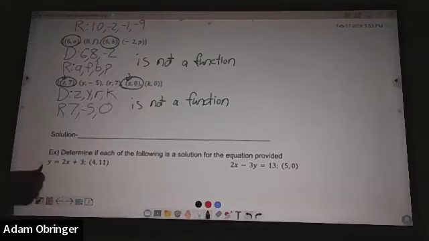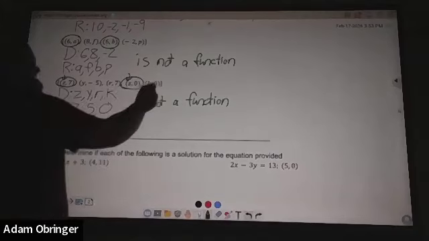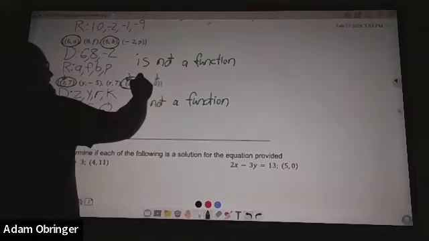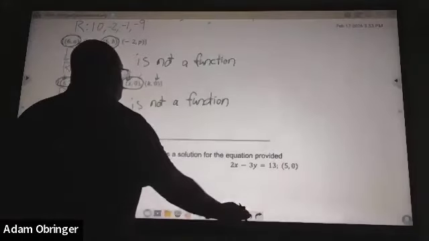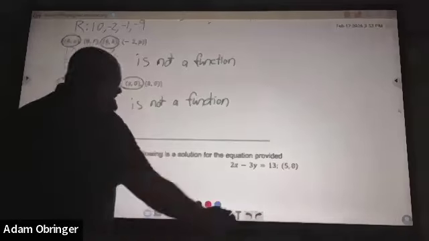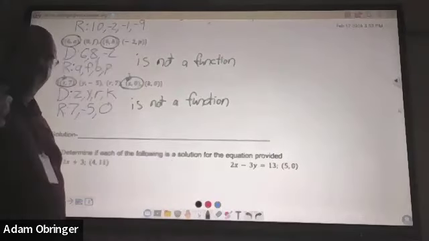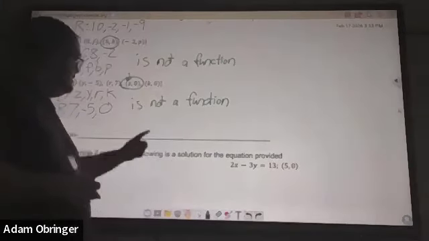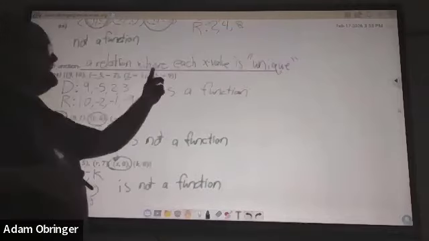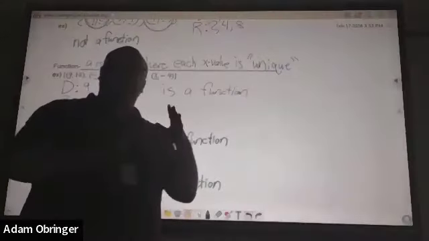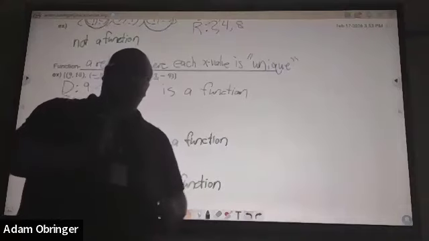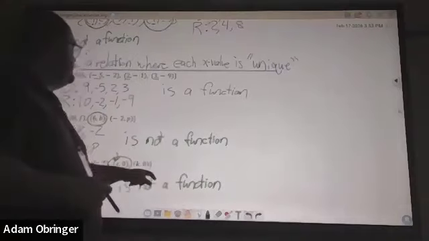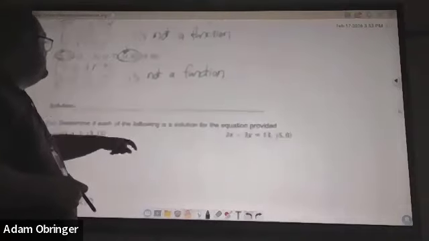Some students have a habit of trying to tell me, oh, but I see 0 repeating here and here. Well, it's not a problem to be repeating in the Y values. If you think back to our definition from earlier, we said each X value is unique. So we're checking only the domain, only the X. We're going to bring it back down.